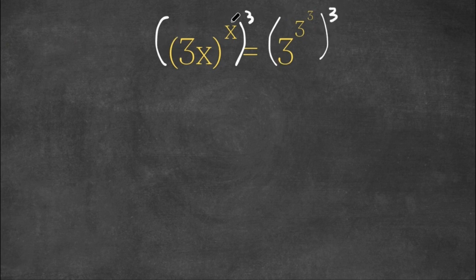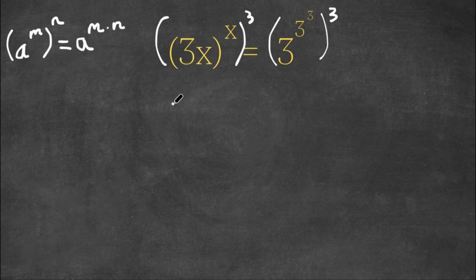So now we have 3x to the power of x to the power of 3 is equal to 3 to the power of 3 to the power of 3 to the power of 3. And if we have something in the form a to the power of m to the power of n, this is equal to a to the power of m times n. So 3x to the power of x to the power of 3, well, this is equal to 3x to the power of x times 3, which is simply just 3x.